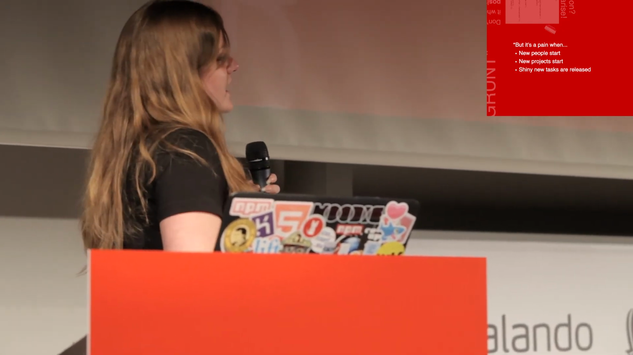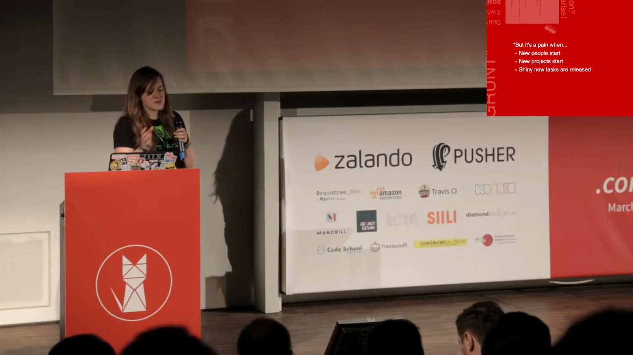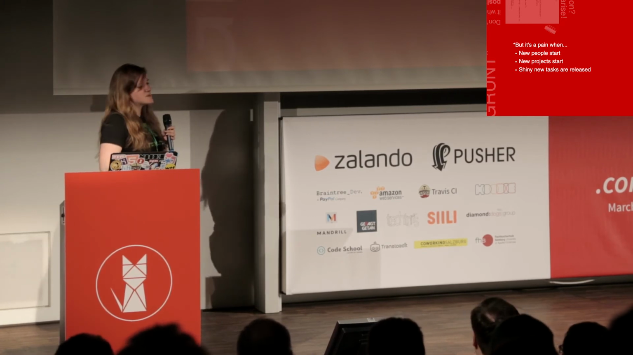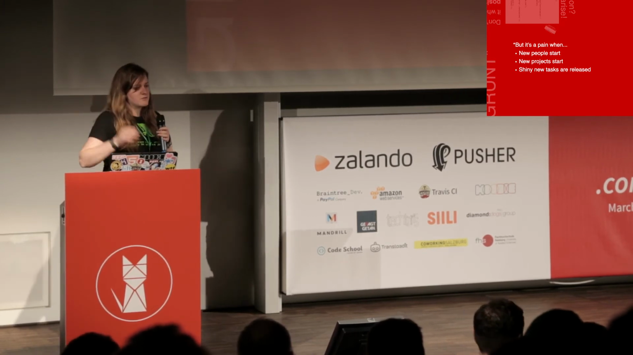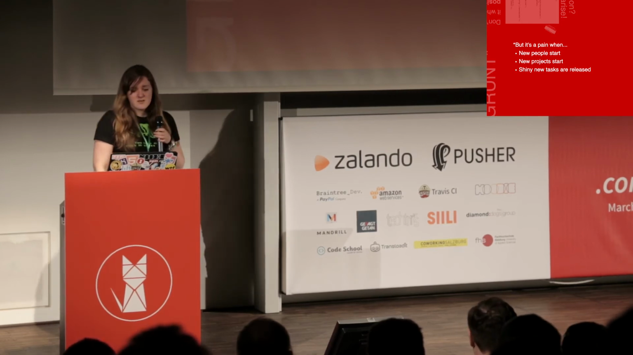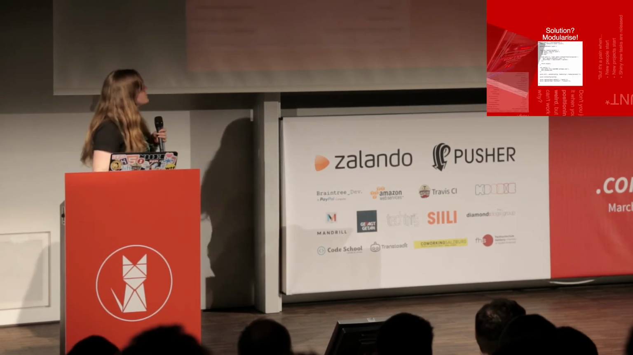And then the problem is when new people start, they have their own preferences. So some people would rather use Compass, some would rather use the SASS one, things like that. New project starts, and you have a whole different setup from the previous one, so you have to learn the way it's set up and everything like that. New tasks are released, you want to try them out, it's a pain in the neck, you end up with a massive Grunt file that just looks ridiculous, is unreadable, and it kind of ruins the idea of having Grunt, to be honest. So, modularize it.